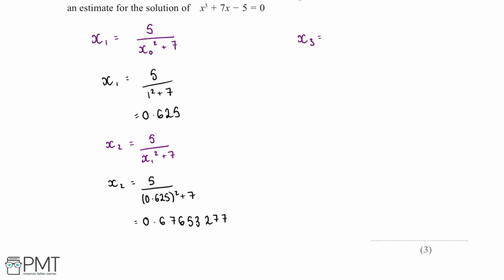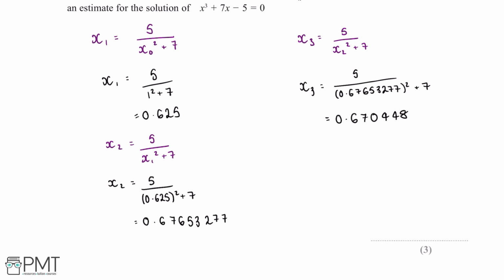So x3 will be equal to 5 divided by x2 squared plus 7. And again we can replace this number with the answer key on our calculator, or we can write out the number in full into our calculator. However, it's important that we don't round this number too early on in the question, as this will reduce the accuracy of our answer. So if we put this into our calculator, this gives us a value of x3 as 0.670448. And we don't need to round this value any further.